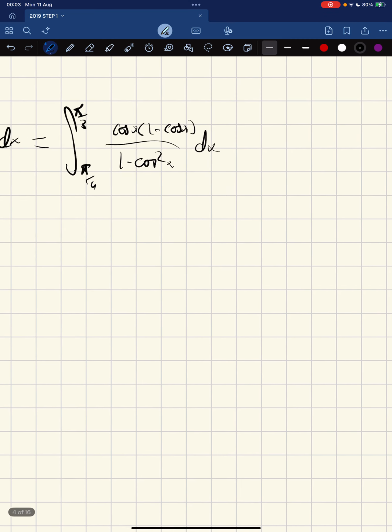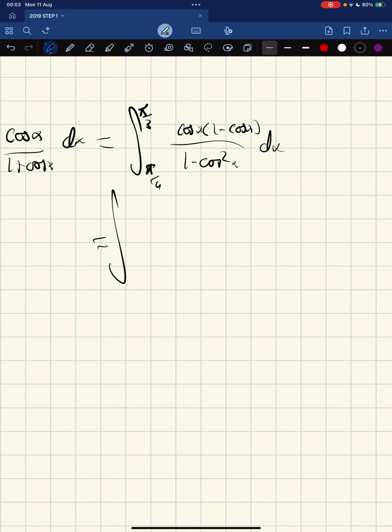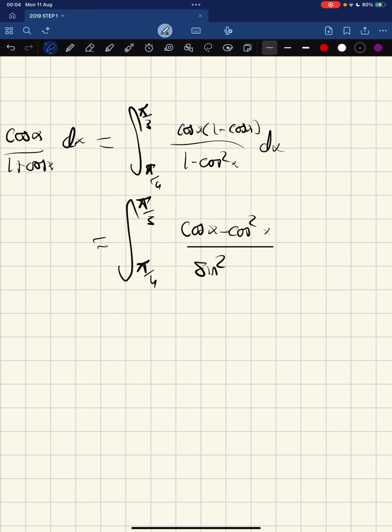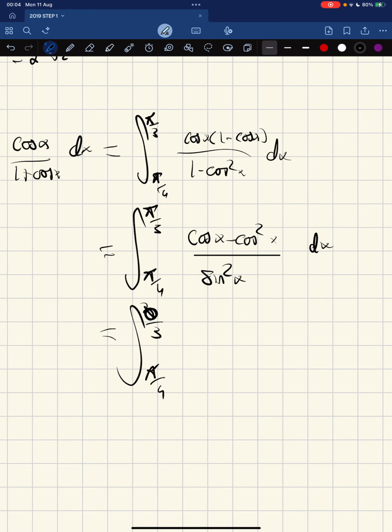So that tells us the integral equals the integral from pi over 3 to pi over 4 of cos of x minus cos squared of x over sine squared of x, right? So now we can just split this again, and we get cos of x over sine squared of x minus cos squared x over sine squared x dx.